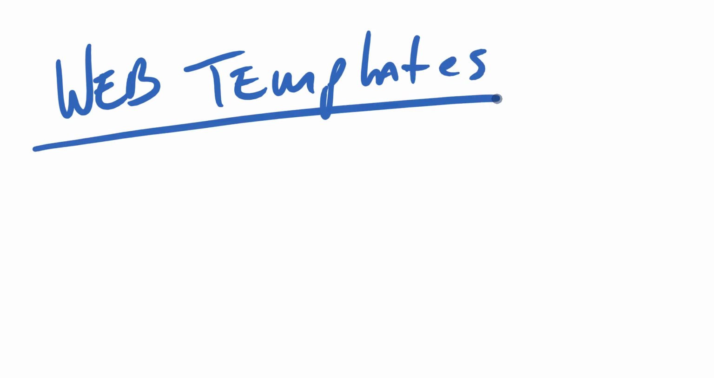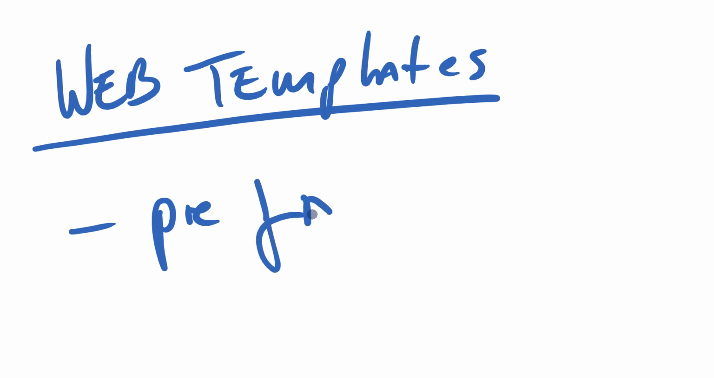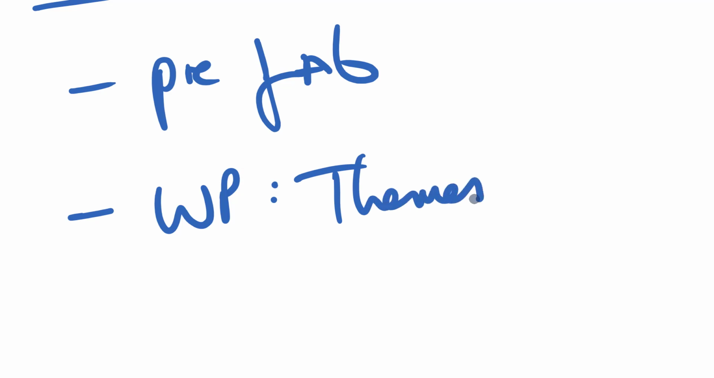Web templates. These are just prefabricated, prefab websites. You buy them, or you get them for free. WordPress, for instance, has many prefab templates. On WordPress, they call their prefab web templates, WP is for WordPress, they call them themes. And these can be used to instantly create your sites.